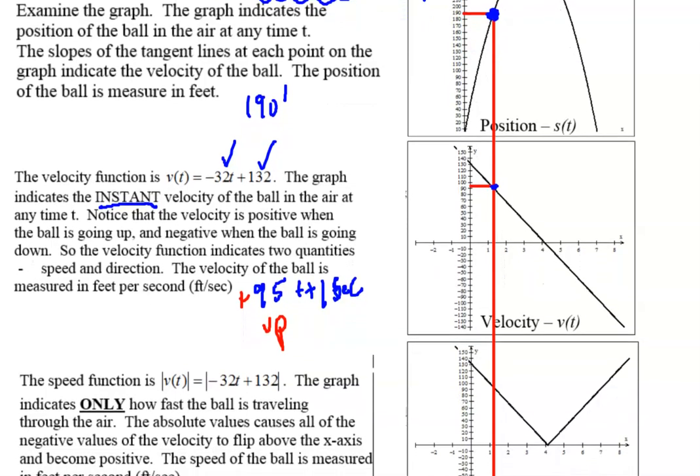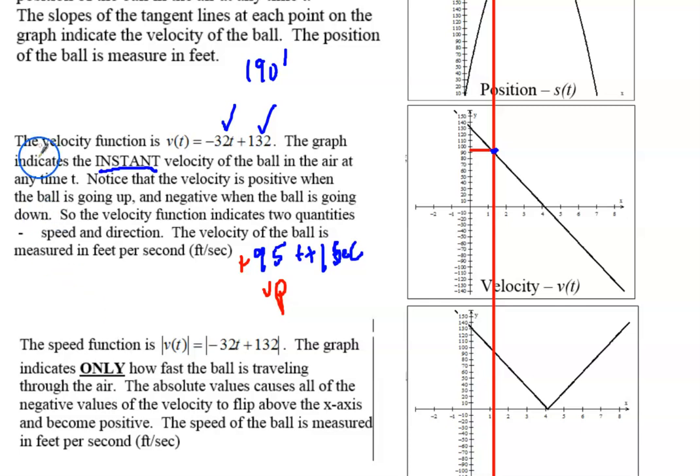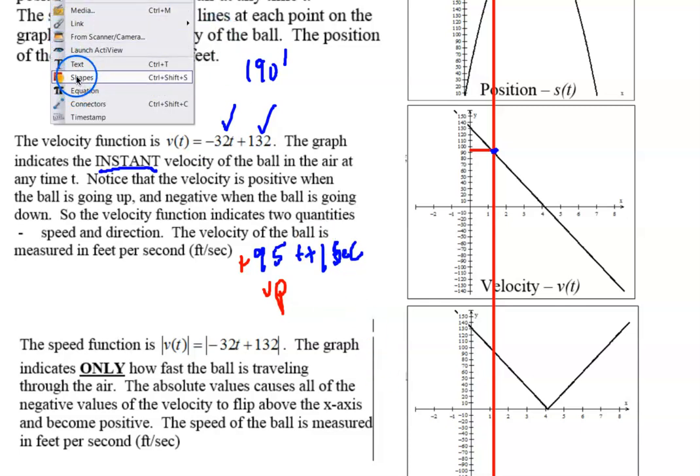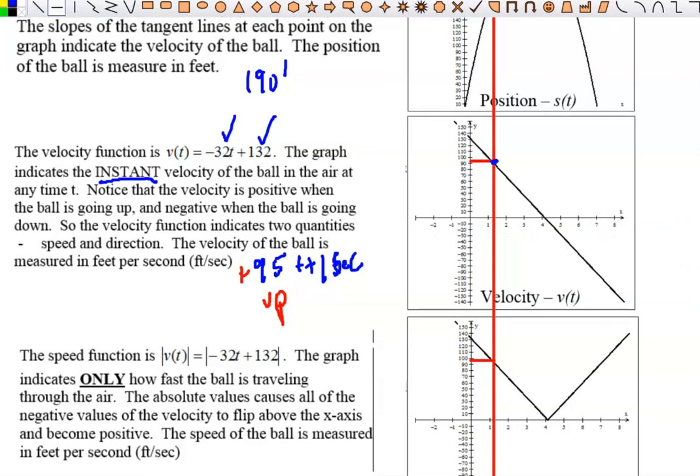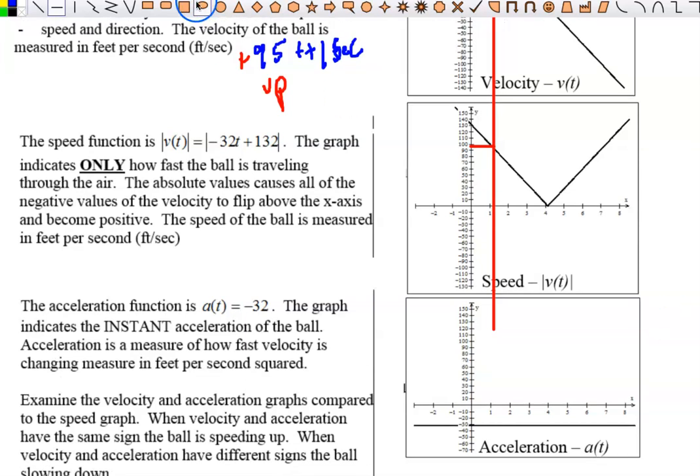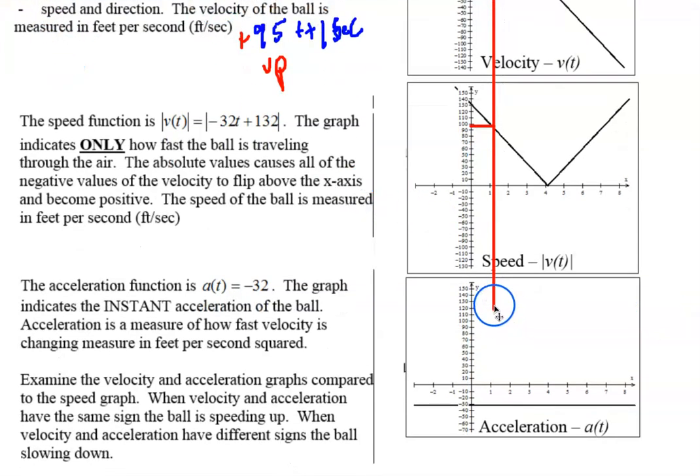Let's follow the ball to the speed function. Now remember, speed is the absolute value of velocity. So I'm going to insert my shape again, get a horizontal line, and go directly over. The ball is here. It actually should be the same; I'm just not hitting it at exactly the same mark. But notice that the speed is also 95 feet per second. I should not be surprised by that, because speed is how fast the ball is moving. Now when I follow the ball, it is still 190 feet in the air, going 95 feet per second, and moving up.